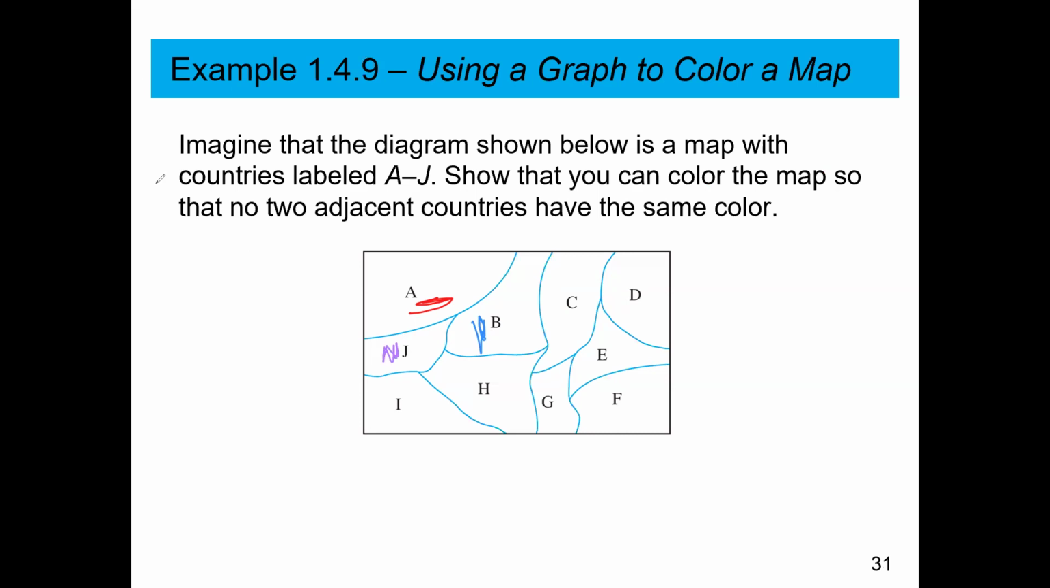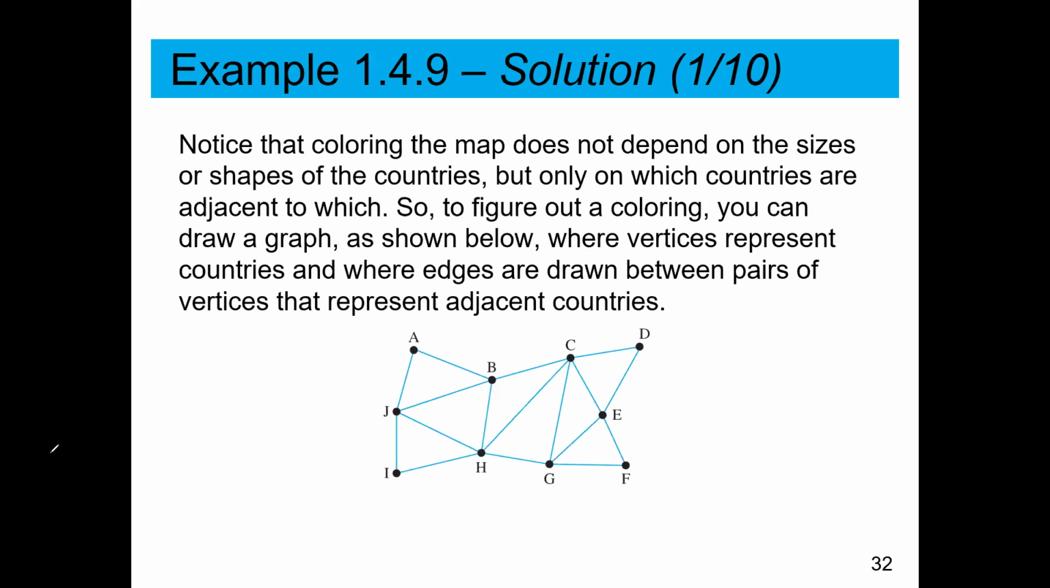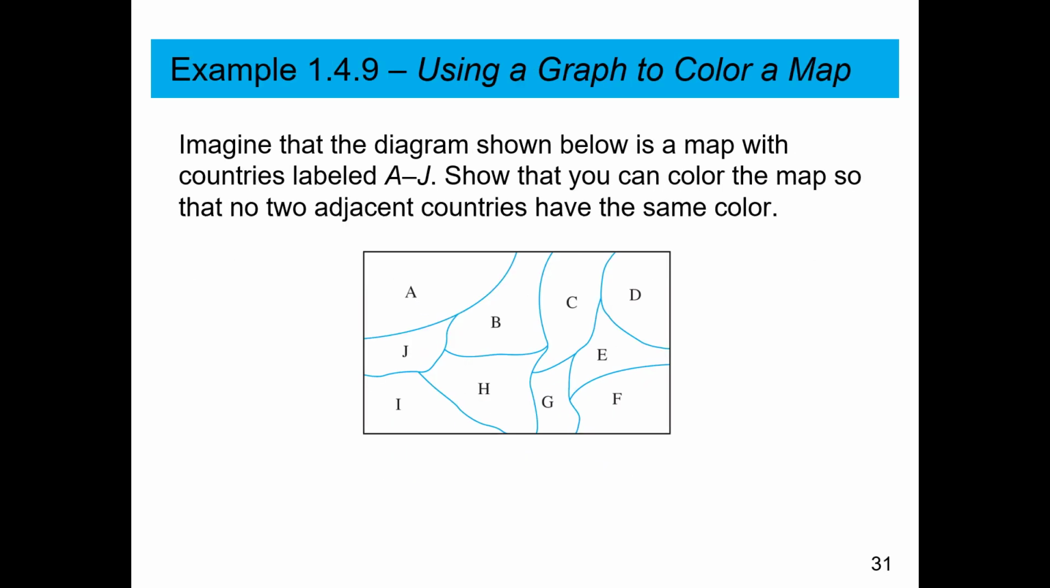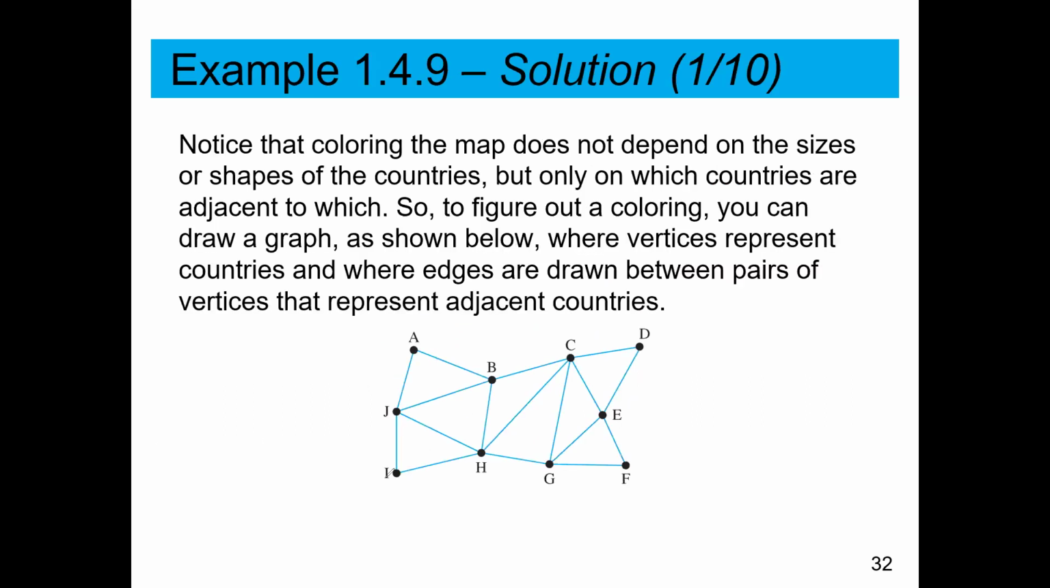But the question is, how do I figure out what's the fewest colors in order to make this all work? Well, to do that, we can actually redraw this as a graph so that A is adjacent to a vertex if you go back and look at the previous slide, if they share a boundary, a border. So if they share a border, we make them adjacent. Now we're going to do the same thing. All we have to do now is quote unquote color these vertices.